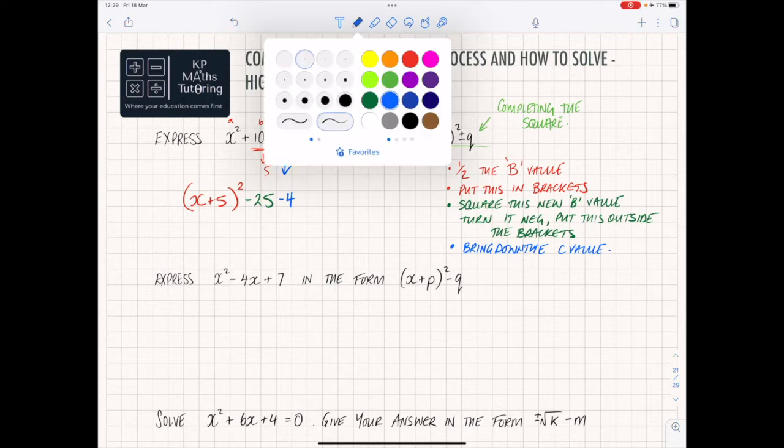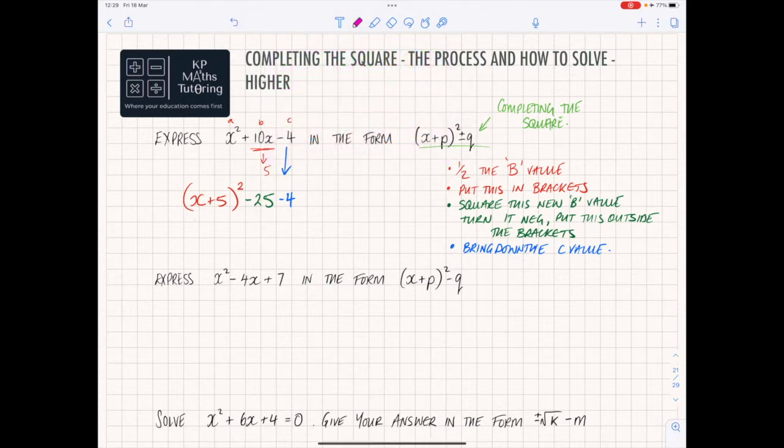And then finally, all you do is tidy this up and simplify. So it becomes x plus 5 all squared, and then minus 25 minus 4 becomes minus 29. And now you can see that that looks like that format. So I've completed the square. If you wanted to check that that actually works, let's go through the process of checking it.